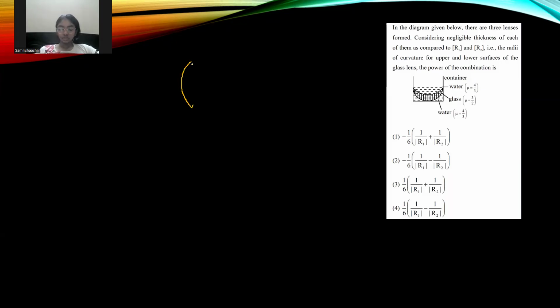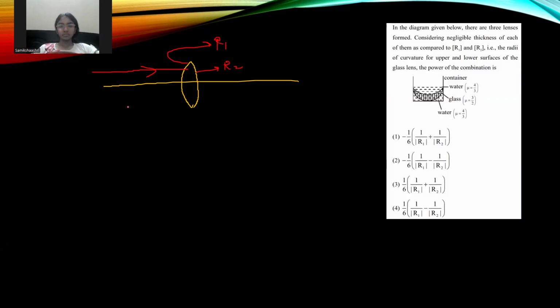Actually, you know the lens maker formula. This is the object, and light is coming from the object. The surface where light strikes first is R1, and this is R2. 1 upon F is equal to (N2 by N1, or mu2 by mu1, minus 1) times (1 upon R1 minus 1 upon R2). This is the lens maker formula, so I will apply this only.